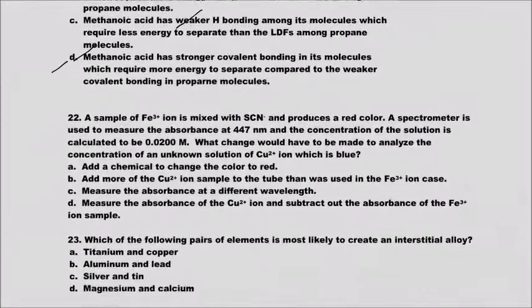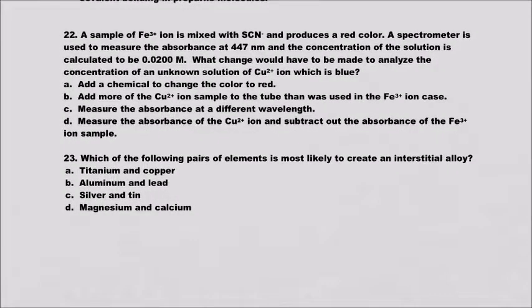All right, 22. We have iron 3 ion mixed with thiocyanate ion, and it produces a red color. All right, that's going to be important. The spectrometer is used to measure the absorbance at 447 nanometers, and the concentration of the solution is calculated to be this molarity. What change would have to be made to analyze the concentration of an unknown solution of copper 2+ ion, which is blue? So different colors require different wavelengths of maximum absorbance. So if you read through, the only thing that's going to work is to have a different wavelength. 22 is C.